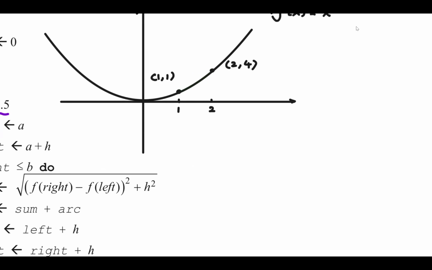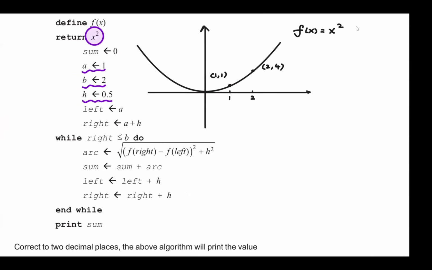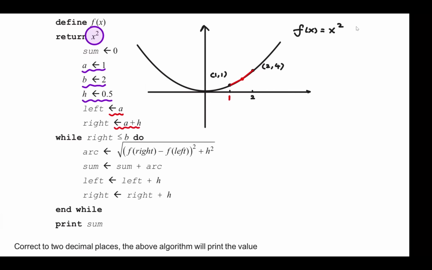But the process the question is using, it breaks the curvy bit into 2 straight lines. Because you can see from the pseudocode, my left endpoint is 1. And each time we add 0.5. So 1 to 1.5, and then 1.5 to 2. The while loop says while the right-hand side is less than or equal to b, do the following.